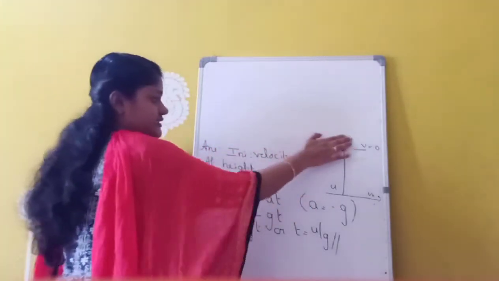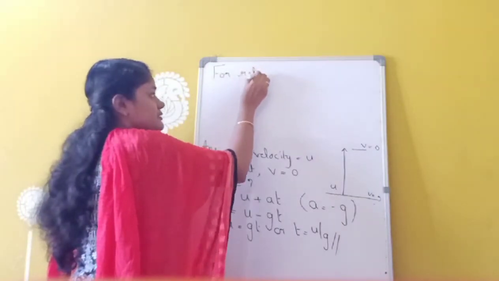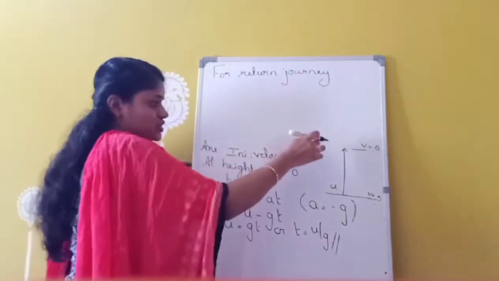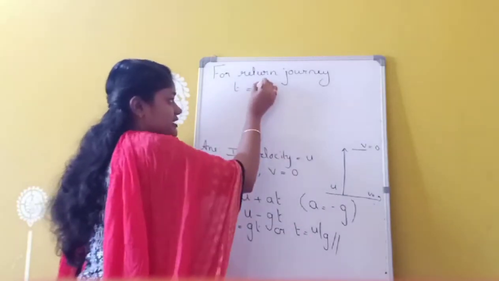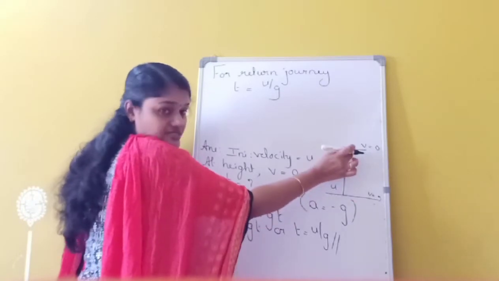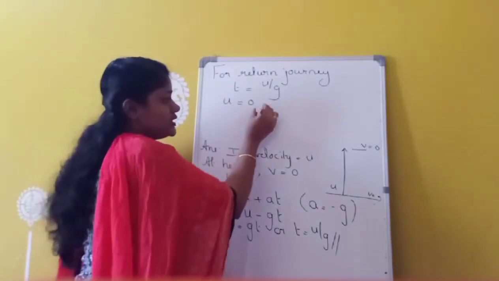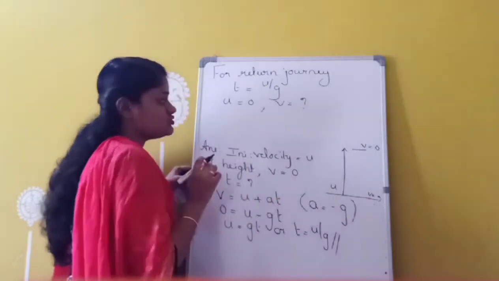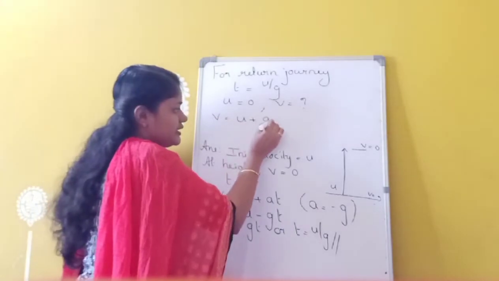Now for the return journey, I told you the time is the same, so we can take it as u by g. Then what is the initial velocity for the return journey? It is starting from here only, so u is taken as 0. Then we have to find the final velocity v with which the object is striking the ground. And again the same formula we can use, v equals u plus at.